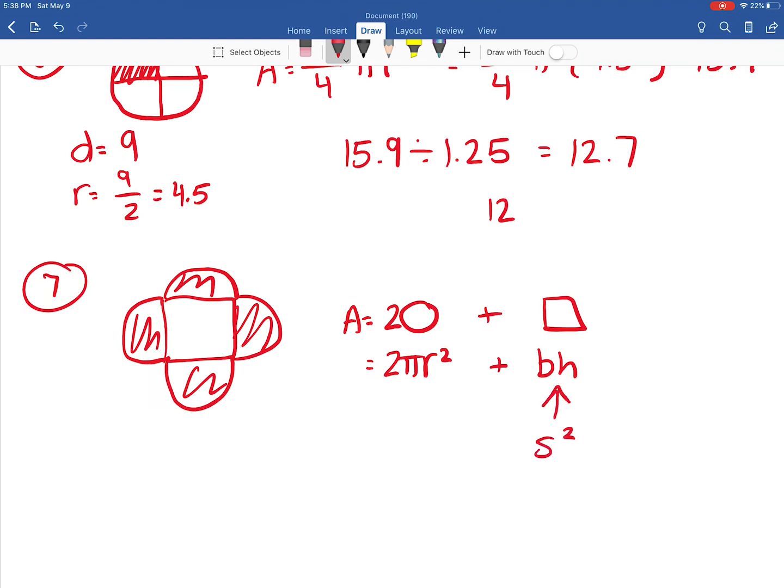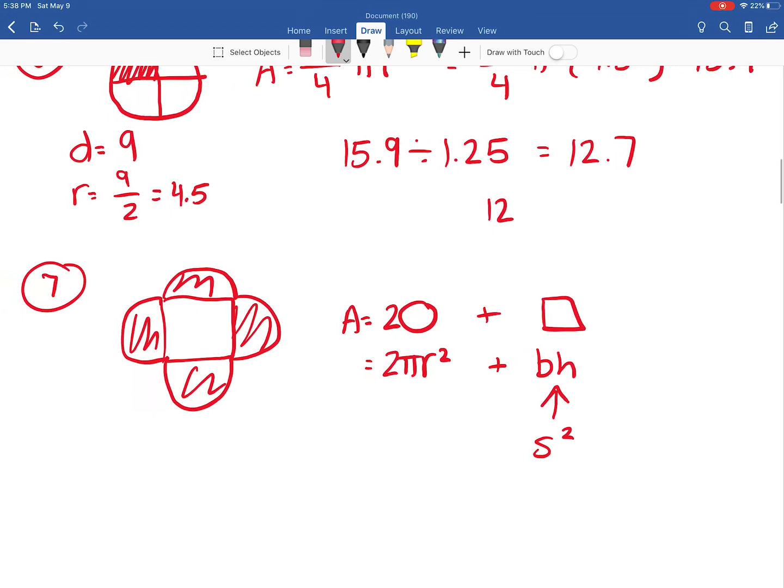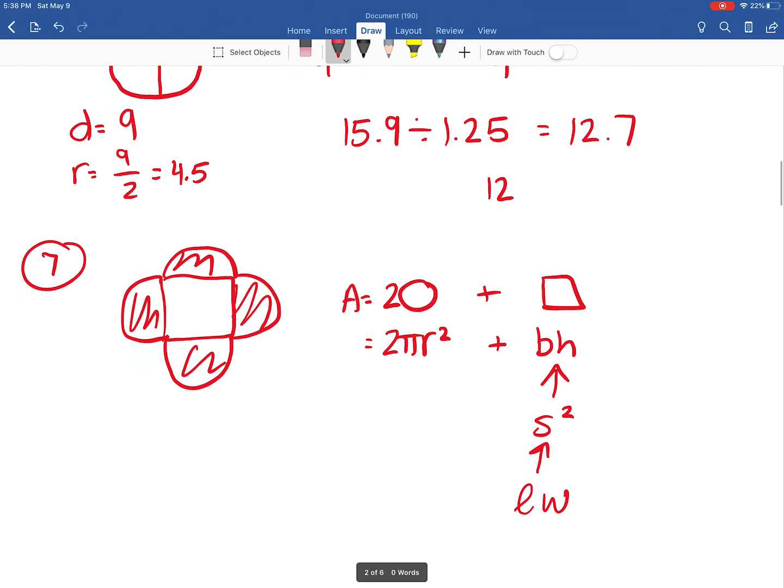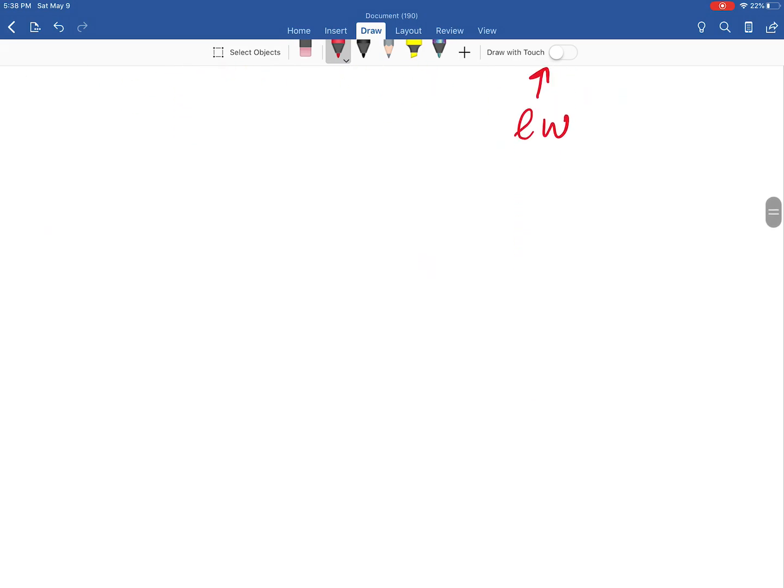But you could also rewrite this as one of the sides squared, because side times side on a square would be side squared. You could also rewrite this as the length times the width. So which one are you not using? That would be option D. Option D is the formula for the area of a triangle.